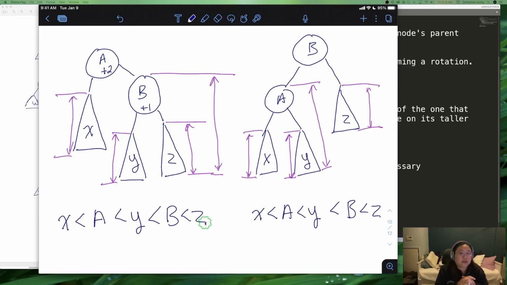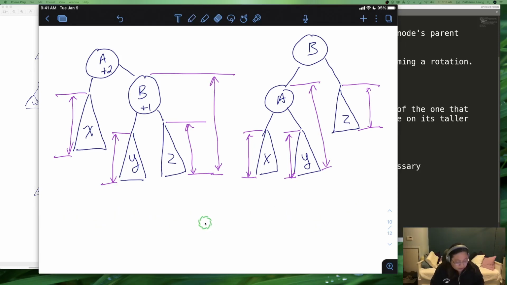In other words, before I started, I had a binary search tree. After I'm finished, I still have a binary search tree. So this is good. This is exactly what we want. Now we want to take a look at why a rotation fixes our height problems. We're going to start off with a single rotation.